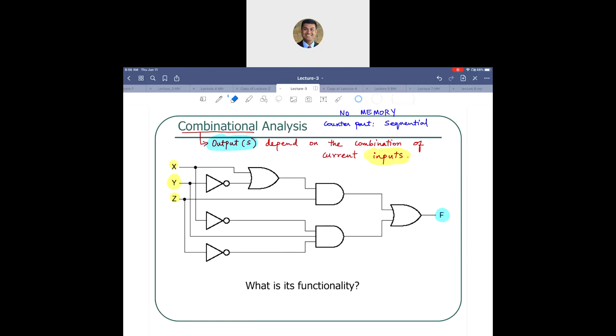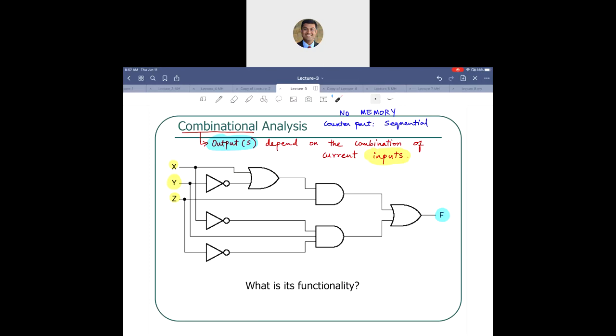So that's combinational analysis, and these are by nature simpler than sequential elements, and are easy to understand because they only flow in one direction, one way, left to right. Now, that's as far as combinational is concerned. Let's talk about the question on the slide. What is its functionality? If I give you a circuit, tell me what this circuit does.